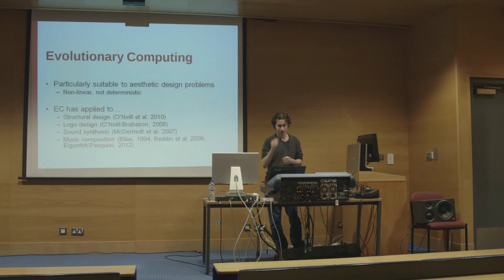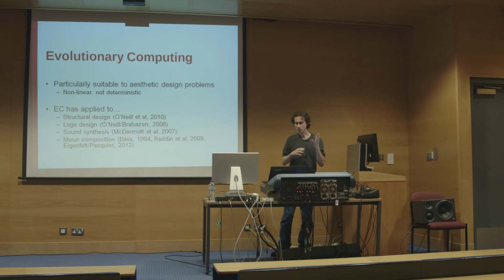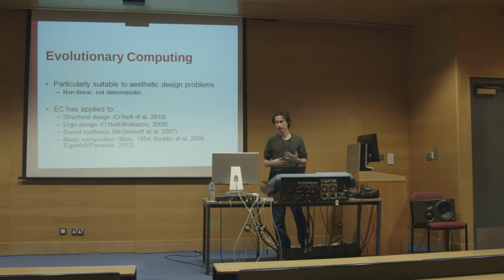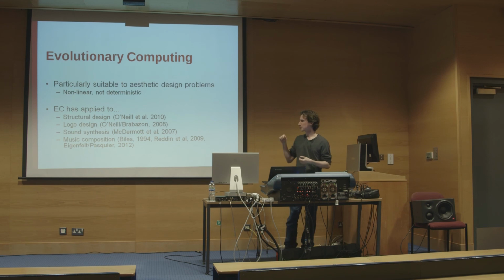but it will be the context of evolutionary computing, which is a series of optimization and search methods which deal with lots of possible solutions changing over time. The idea is that you approach the ideal solution from a variety of angles, from this sort of groupthink idea. It's particularly suitable to problems that are nonlinear by nature and not deterministic. All of these are framed as aesthetic design problems like structural design or logo design. An interesting application of this was in sound synthesis, where there was a target sound, and a synthesizer with lots of parameters, and the parameters were optimized to get as close as possible to the target sound.